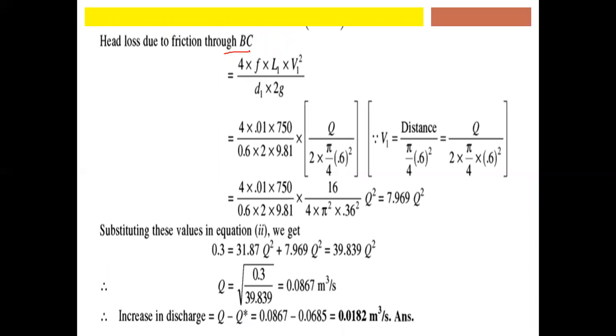Take the friction at BC, that is equal to 4 into F into L1 into V1 square by D1 into 2G. So V1 is for the BC pipe. Now 4 into 0.01 into 750 divided by 0.6 into 2 into 9.81 into V1, and the same Q by 2 into pi by 4 into 0.6 square. Since the V1 value is equal to Q by area, this value is taken. Now, the same way as before, this is taken in this case as well.